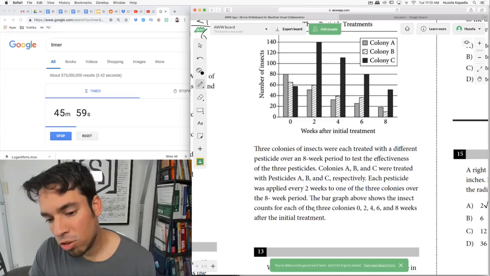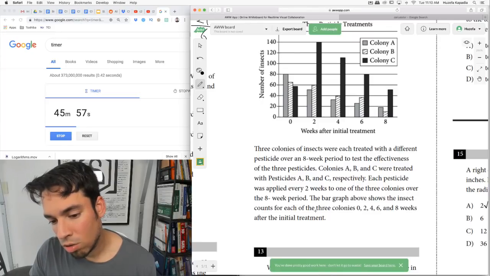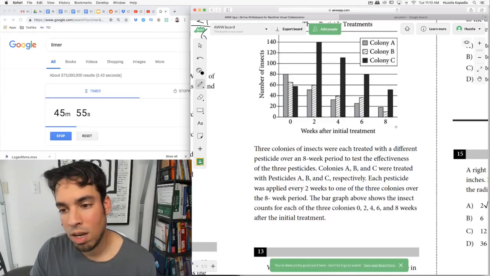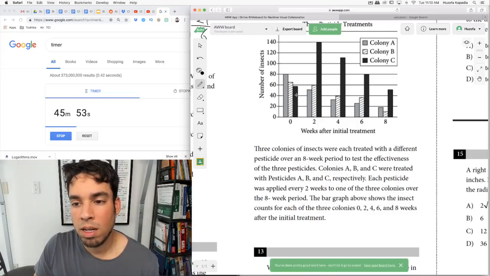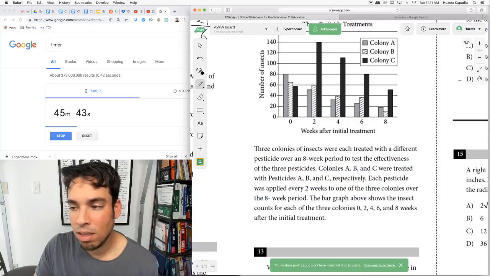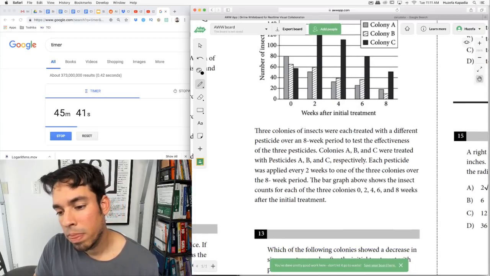The bar graph above shows the insect counts for the 3 colonies at 0, 2, 4, 6, and 8 weeks afterwards. So one of them, like colony C, shot up and then slowly went down and then went just below the original value. A went steadily down, B went pretty steadily down, and then ended at maybe the lowest.